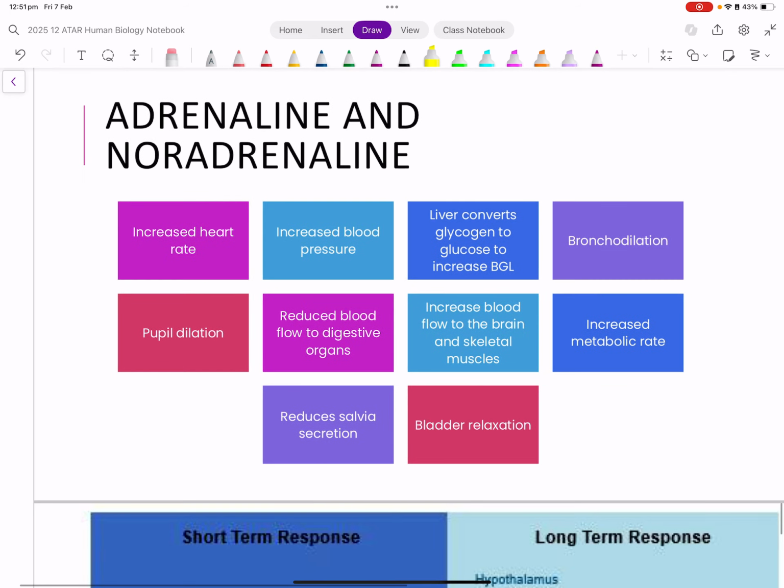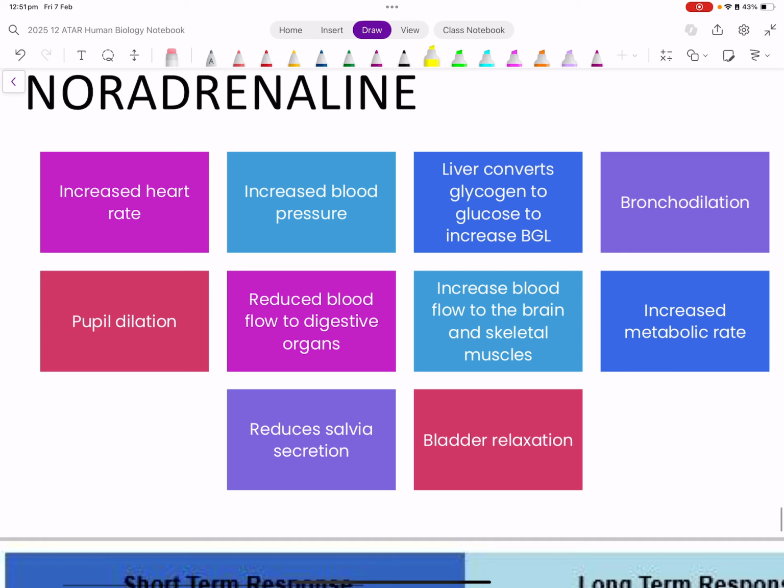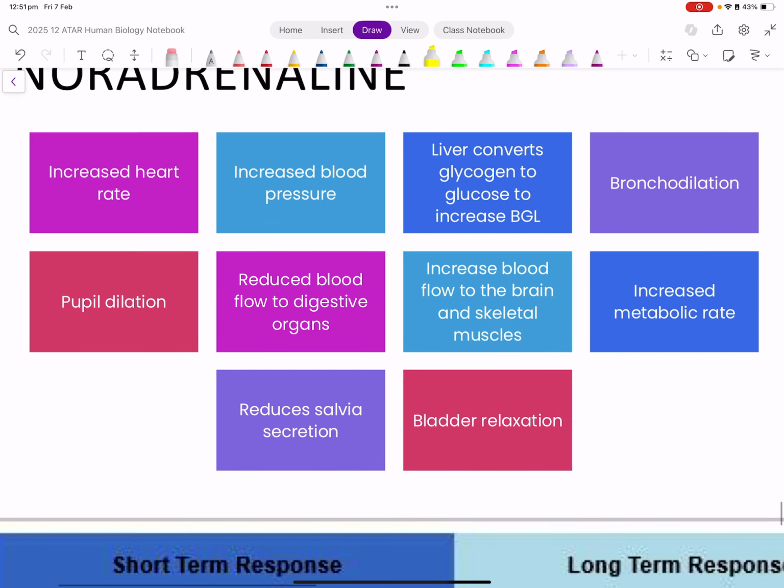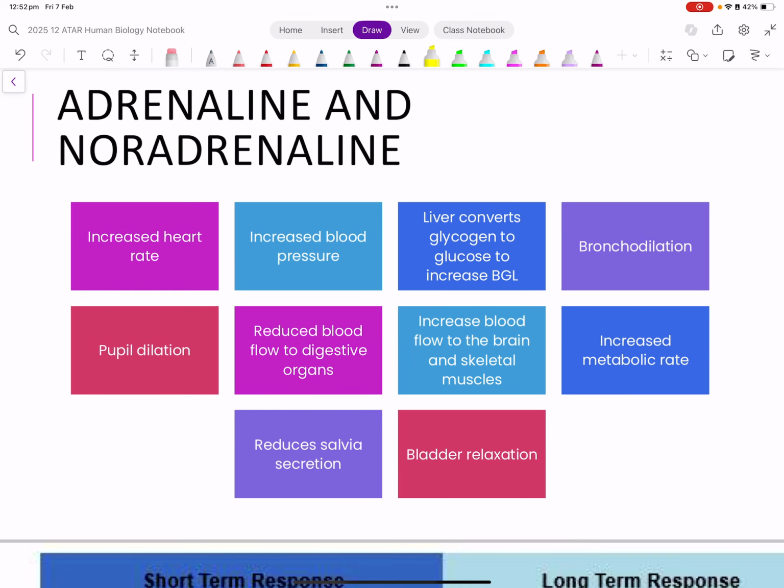So what is this fight or flight response? Well, imagine you're being chased by a bear. Your heart rate increases, your blood pressure increases, your liver is going to convert more of that stored energy into glucose so that your skeletal muscles have lots of energy available. You might even wet yourself. The bladder relaxes during this time and your pupils dilate so that you're more aware. And these are just a few of the key functions of adrenaline and noradrenaline in this short-term fight or flight response.